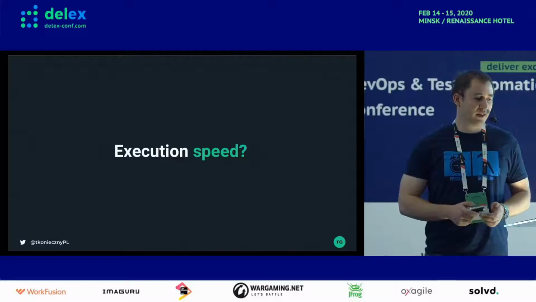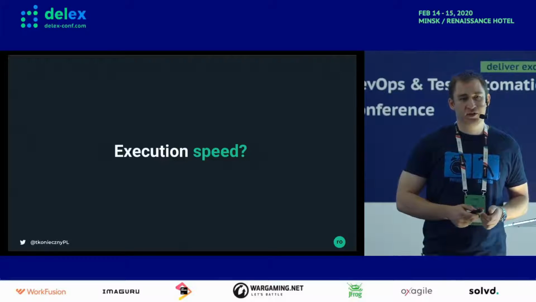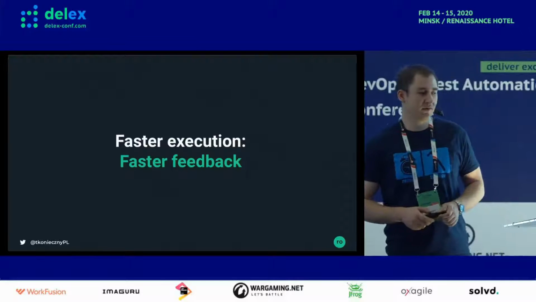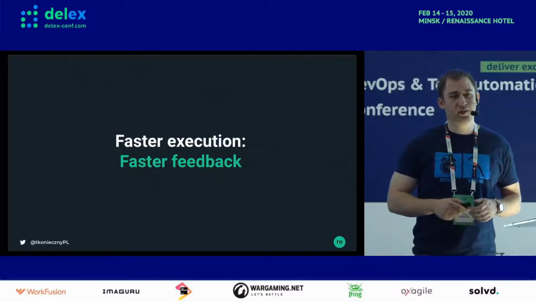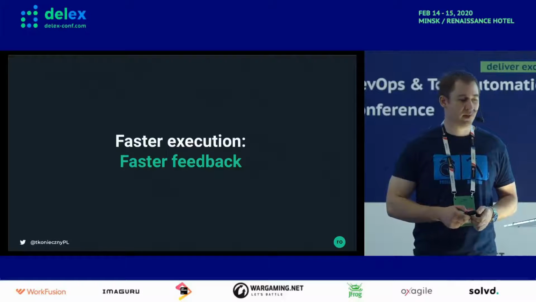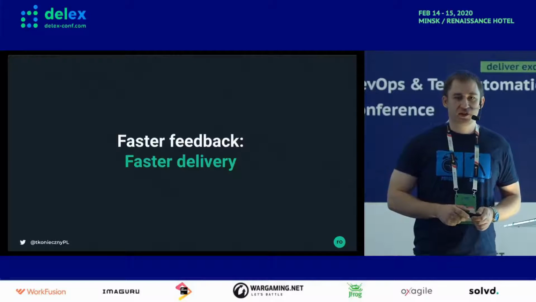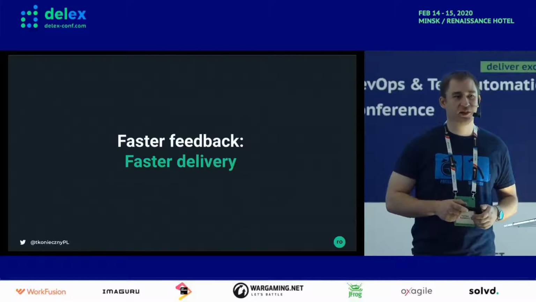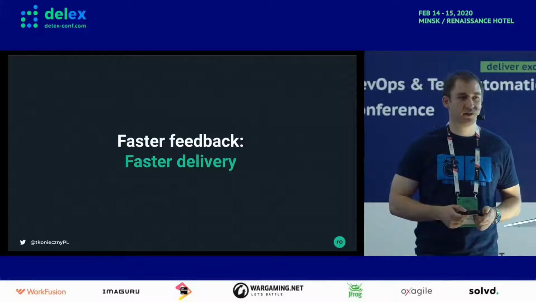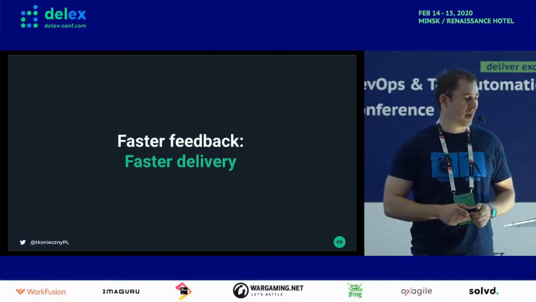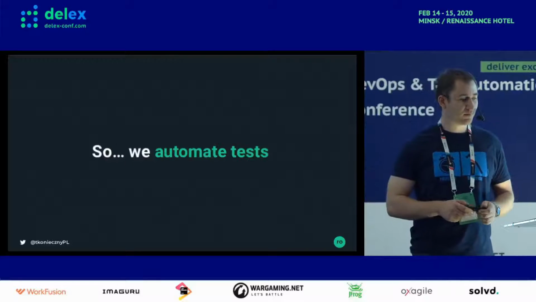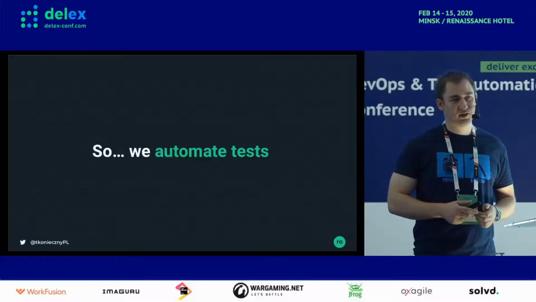So everything here is about execution speed. I mean, if we have faster execution, it means that we will have faster feedback. We will know everything earlier in development process. And also faster feedback means faster delivery, that we'll be able to actually deliver faster. We will deliver business value faster, and that should be our goal. I mean, it's all about delivering business value. So that's why we automate tests.